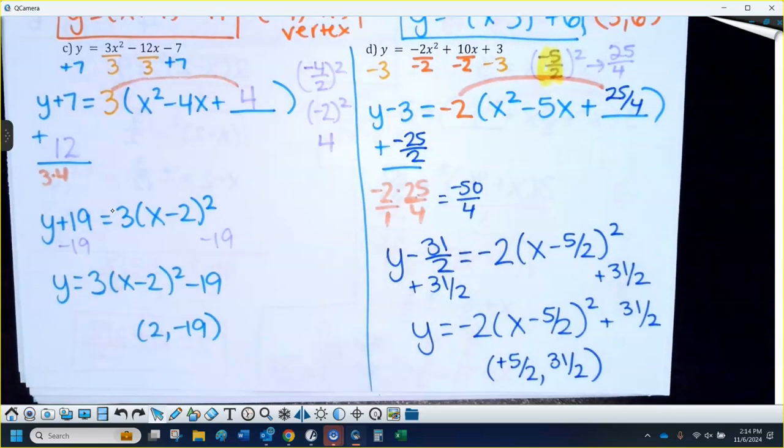The vertex form is the actual equation, but if it asks you for the vertex, it's asking you for the h and k. Is anybody having a question?